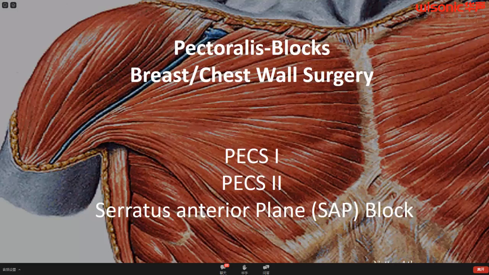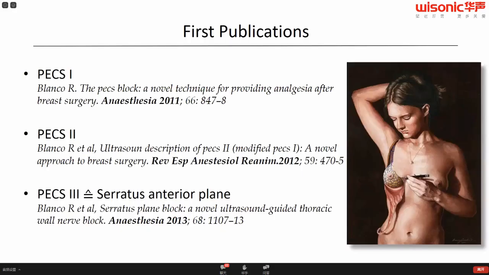So let me start with the PEC blocks, which are blocks for breast and chest wall surgery. We have three different kinds of blocks: PEC 1, PEC 2, and the serratus anterior plane block. All these blocks were first described by Rafael Blanco: PEC 1 in 2011, PEC 2 in 2012, and PEC 3 or serratus anterior plane block in 2000.